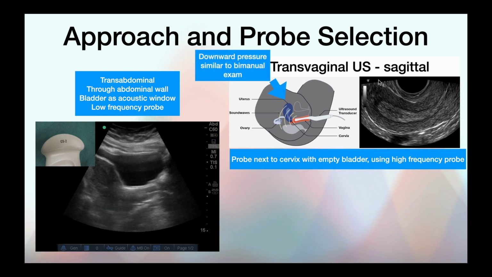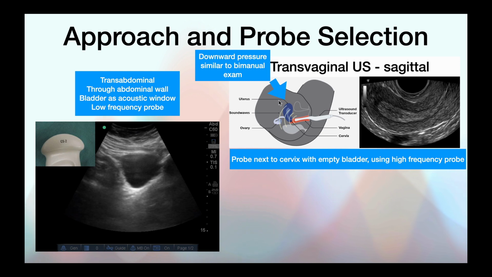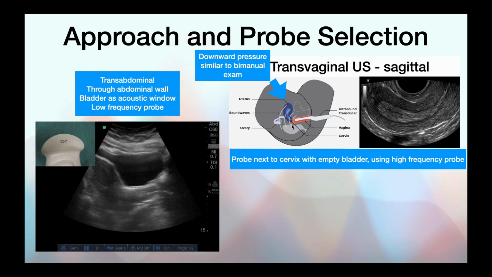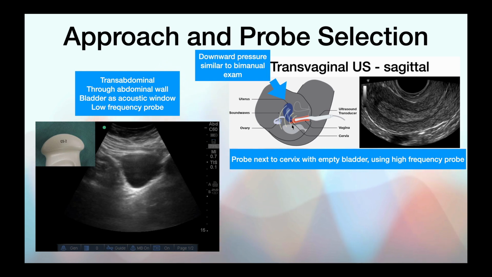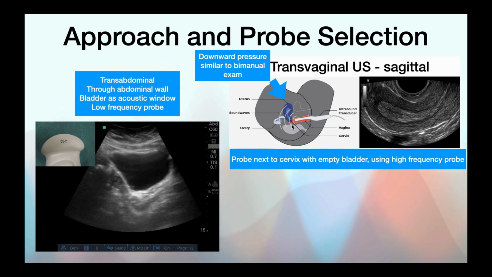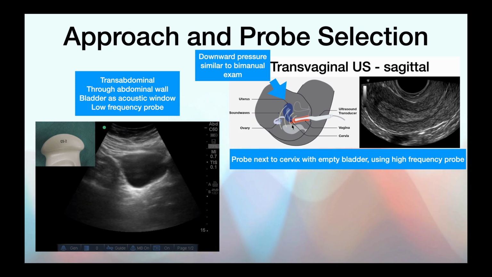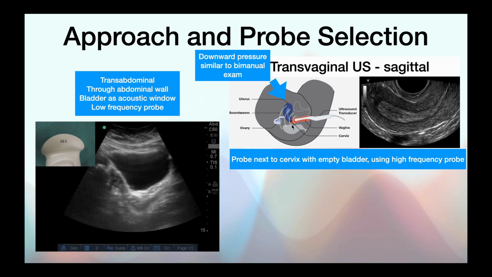In fact, the technique for transvaginal ultrasound is similar to the bimanual exam, in which you place a hand near the umbilicus or the belly button, and you're pushing downward onto the fundus of the uterus. And what you're trying to do is move that uterus closer to allow for palpation with your other hand.